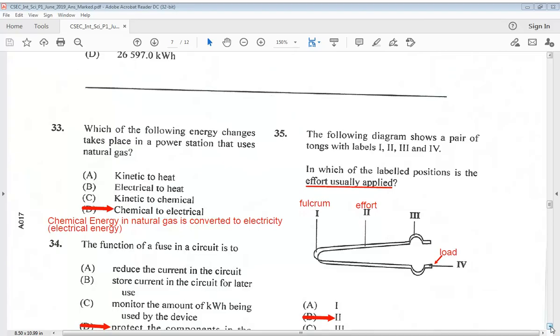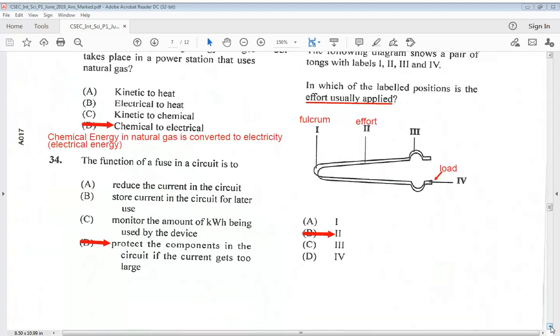33 says, which of the following energy changes takes place in a power station that uses natural gas? A, kinetic to heat, B, electrical to heat, C, kinetic to chemical, or D, chemical to electrical. We know chemical energy in natural gas is converted to electrical energy.